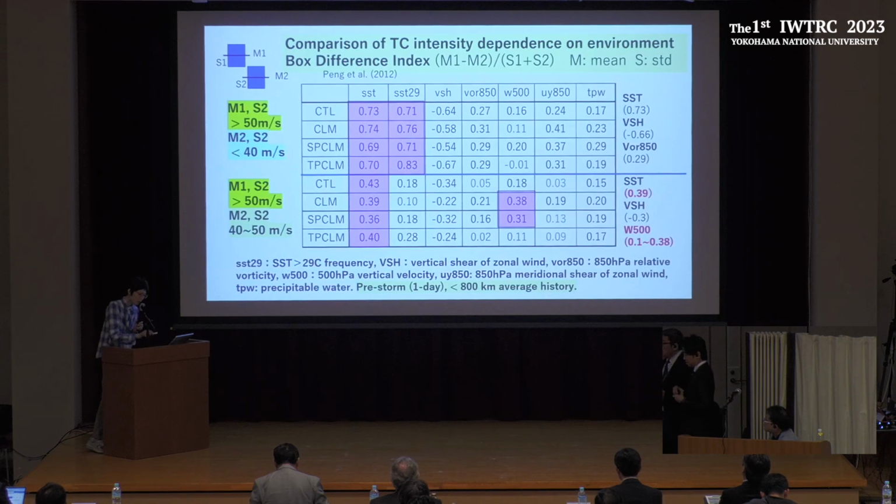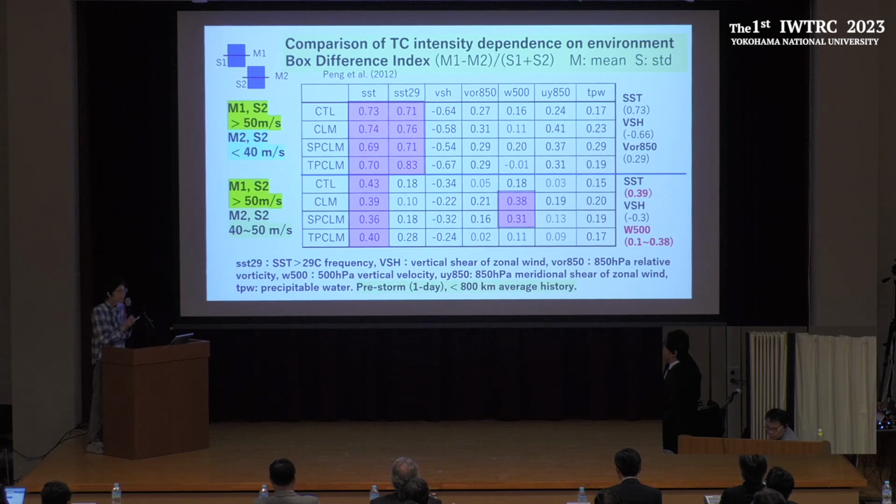Next, in order to compare the relative importance of these atmospheric conditions and sea surface temperature, we calculated the box difference index, which is defined by the difference between the mean values of two categories for each variable, divided by the standard deviation of both.